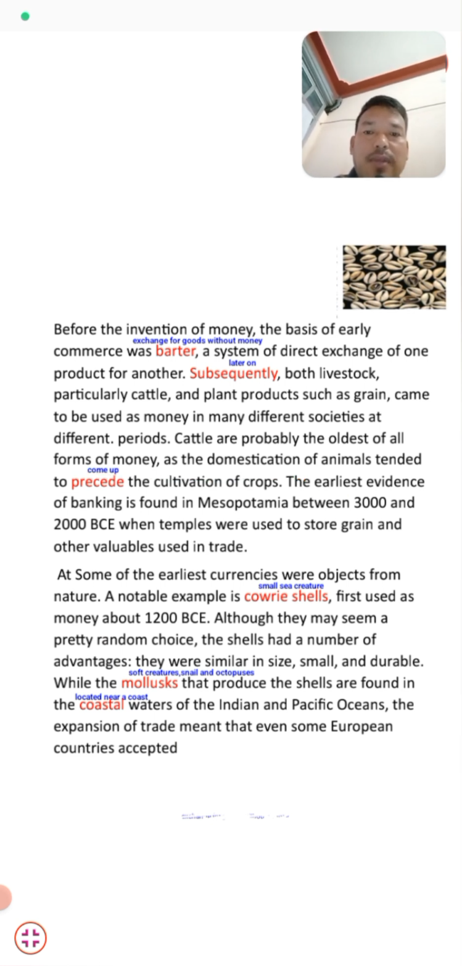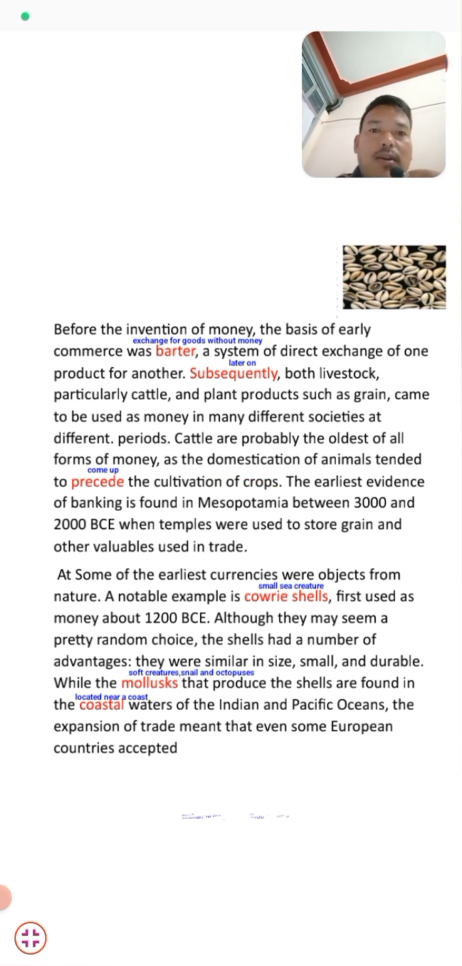The earliest evidence of banking is found in Mesopotamia between 3000 and 2000 BC, when temples were used to store grain and other valuables used in trade. One of the best pieces of evidence of the banking system is from Mesopotamia, where people used to store their food grain and valuable items in the temple.